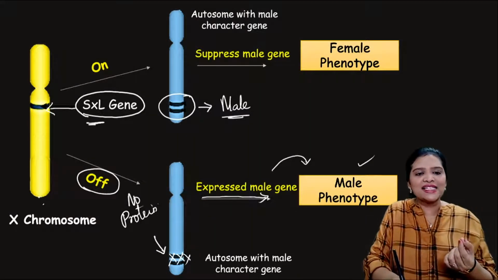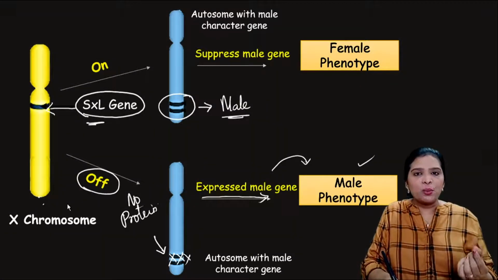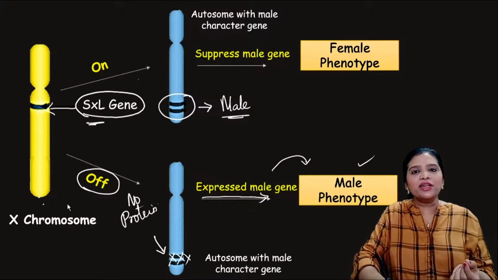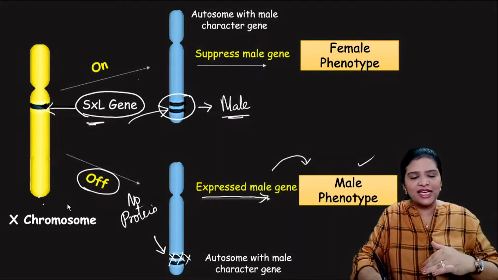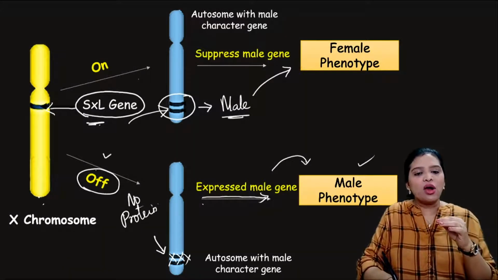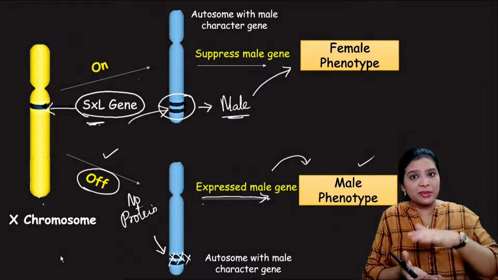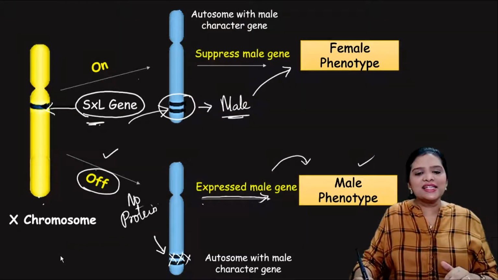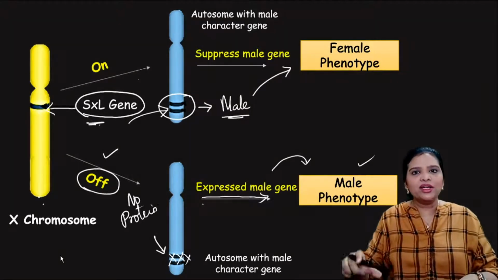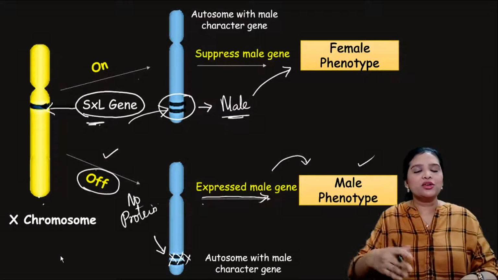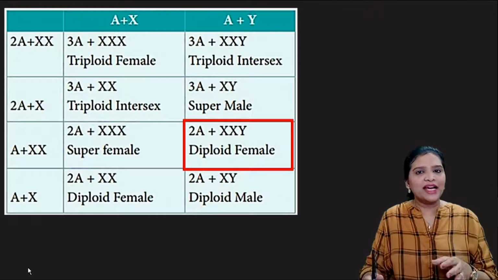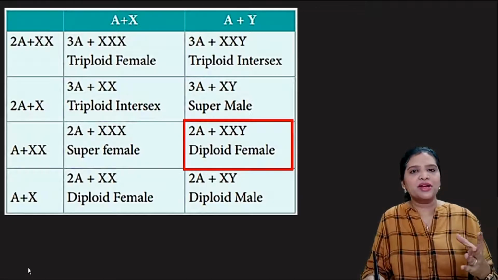That's why we call this a sex switch gene. When this sex switch gene is on in the X chromosome, it produces a protein which goes and suppresses this male gene. As a result, the organism will be a female. When this sex lethal gene is in off condition, it will not suppress the male character present on the autosomes. As a result, the organism will have a male phenotype. Got it? This is a peculiar type of sex determination present in Drosophila, which was discovered by Bridges. Let us see this table again to understand better how the sex is determined in Drosophila.